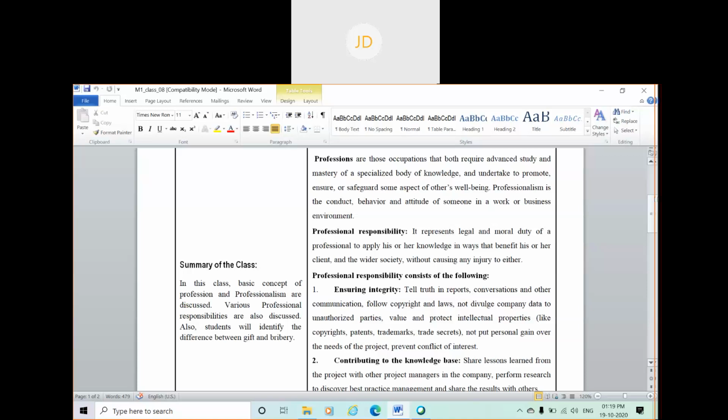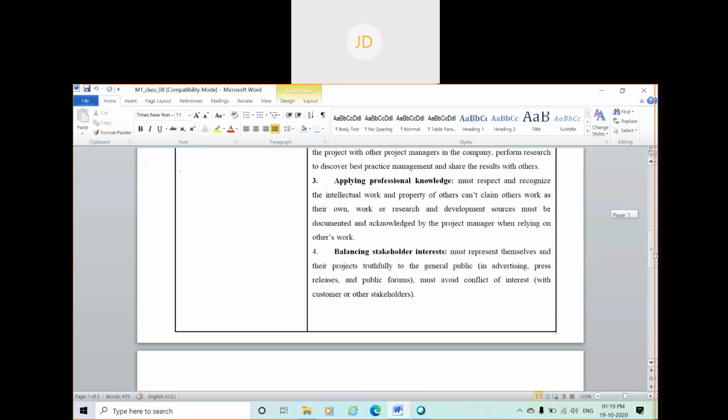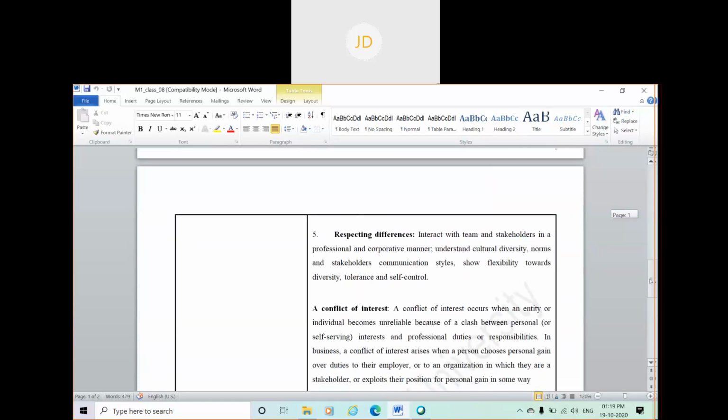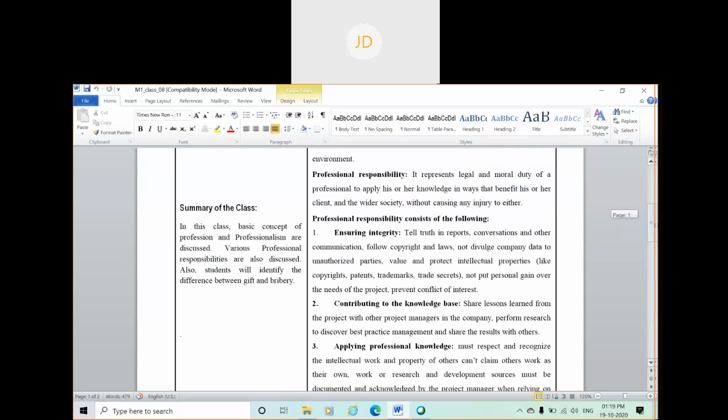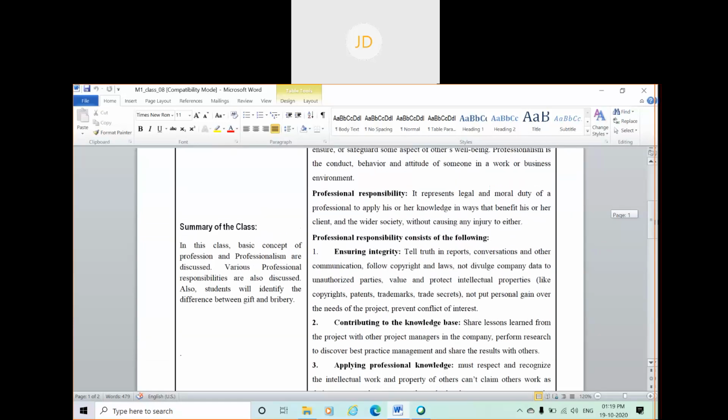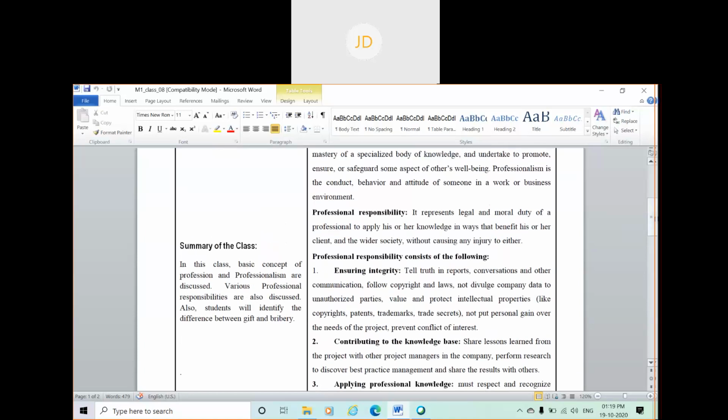So let's discuss some responsibilities of a profession. I have divided professional responsibility under five heads. Five points we're going to discuss. So the first one is ensuring integrity. What do you mean by that? You should obey the law. You should not manipulate the law. So let's discuss that.